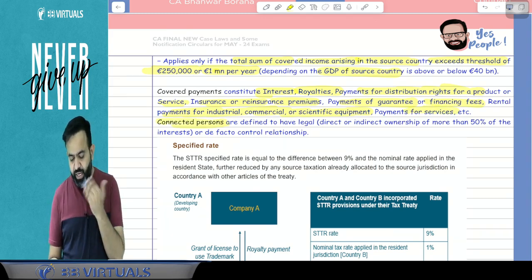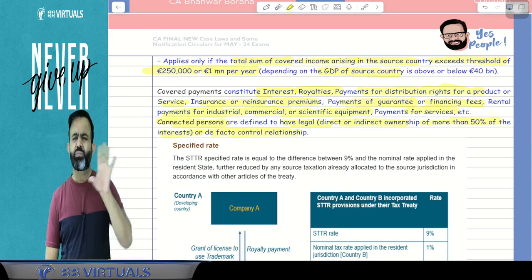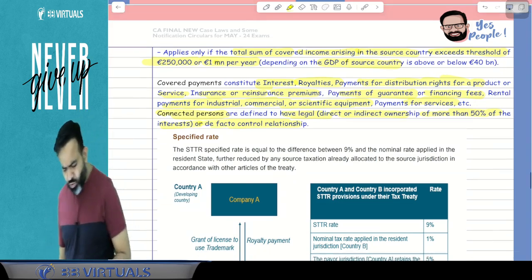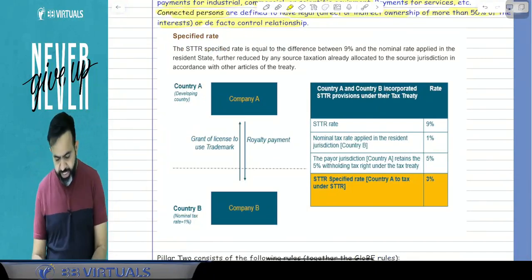Now, connected persons are defined as having legal, direct or indirect ownership of more than 50% of the interest, or a de facto control relationship. Just remember: associate enterprise. Okay, that is called your connected person. Now you can understand the STTR. What is the STTR? I can take an example.